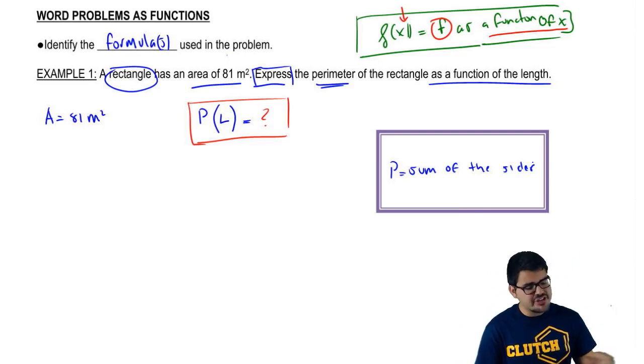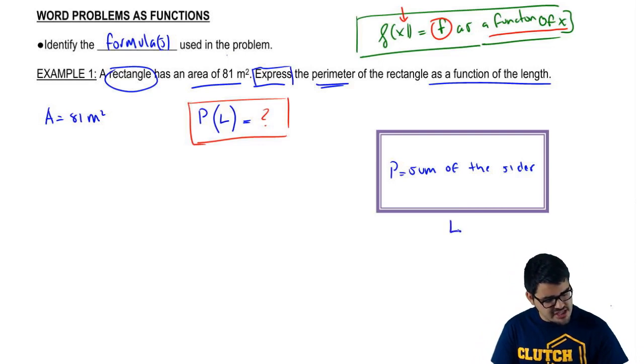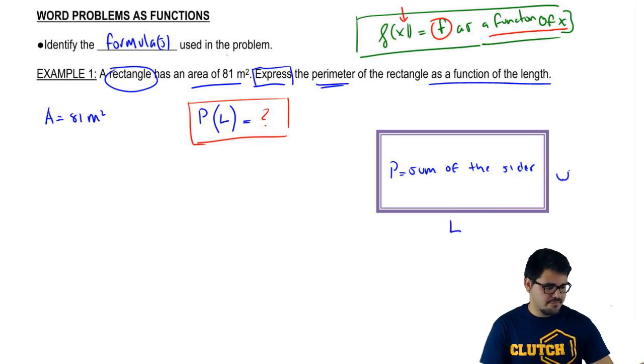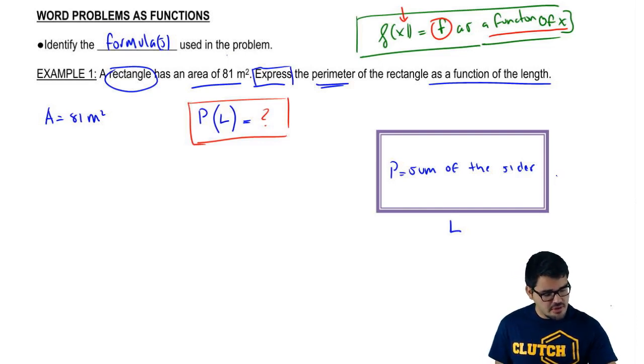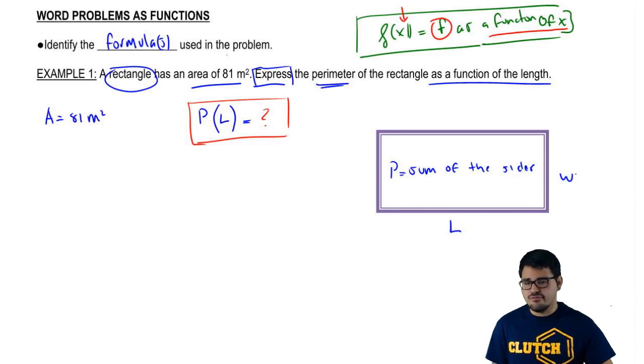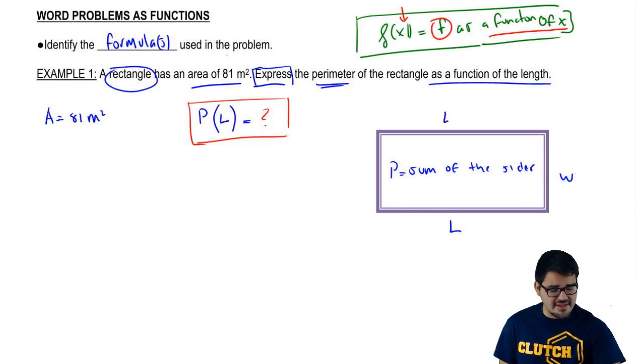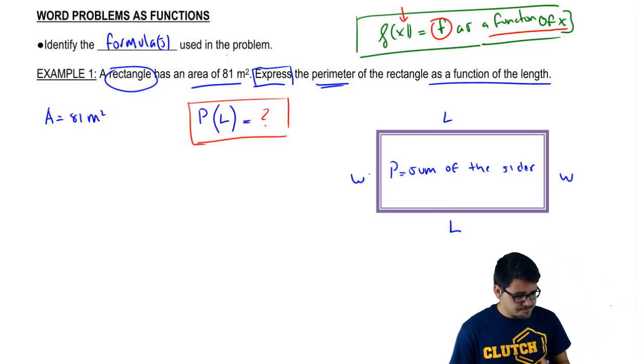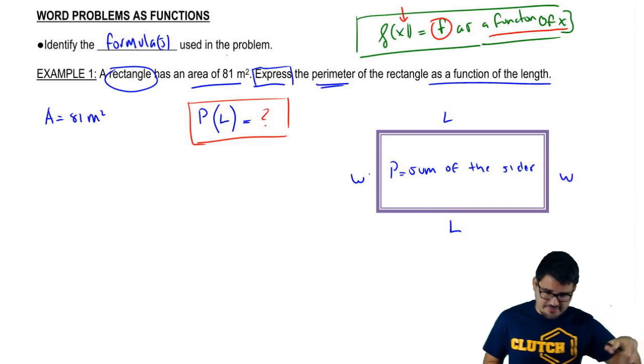We're going to let the longer sides be the length, and the shorter sides be the width, right? So we're going to label the horizontal one the length, and the vertical one the width. If the bottom one is the length, the one on top is going to be the length as well, and so is the left side. So now you see that we have two lengths and two widths, right?